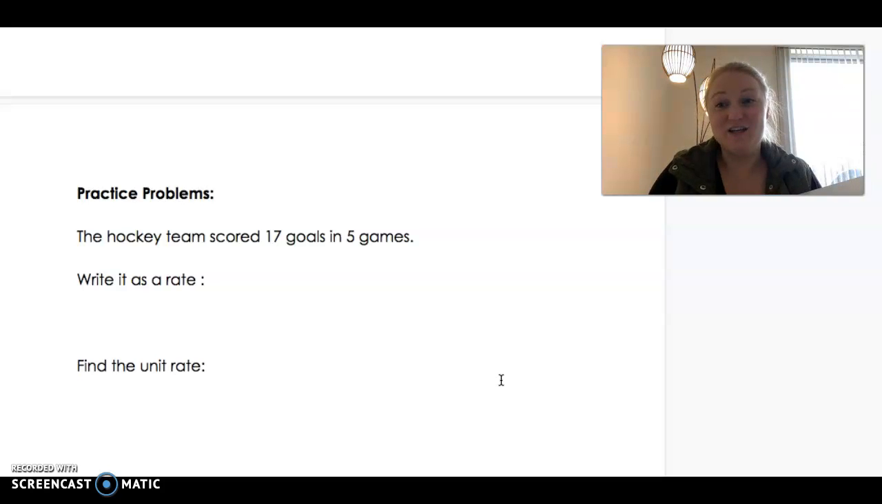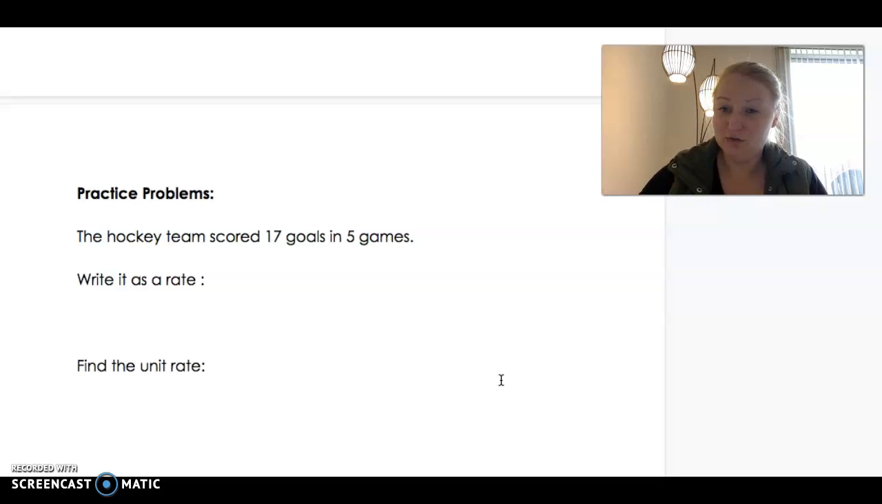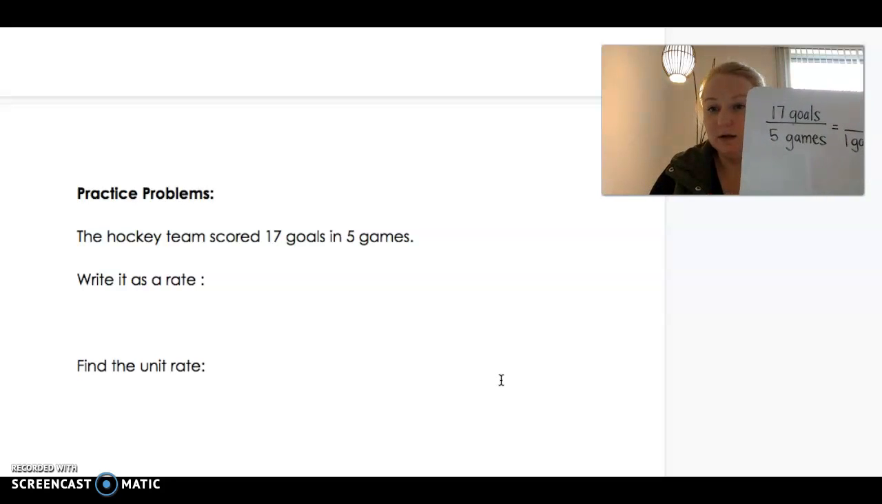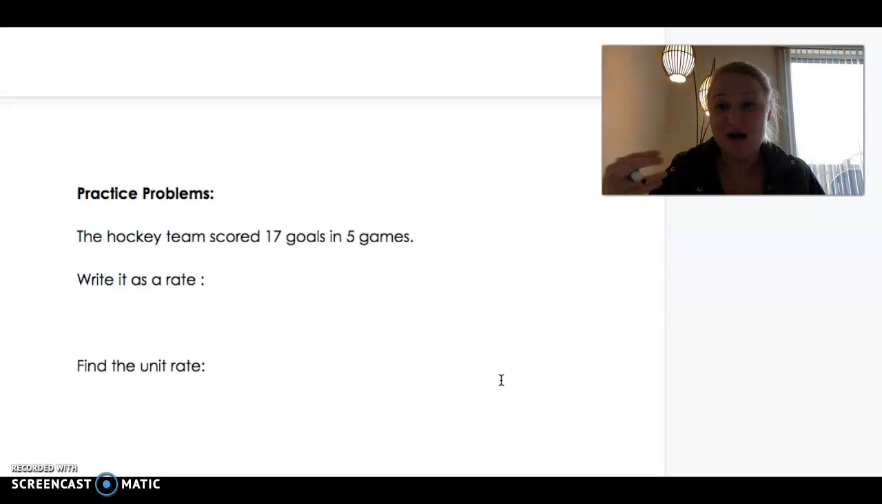Now if I want to find it as a unit rate, I'm trying to determine how many goals on average would the hockey team score in 1 game. So remember, with a unit rate, our denominator is going to be 1. So I have my 5 games. Now think of your proportions that we just did. Both of my games are for the denominator, and my 17 goals is at the top. I'm trying to figure out how many goals on average they would score in 1 game.